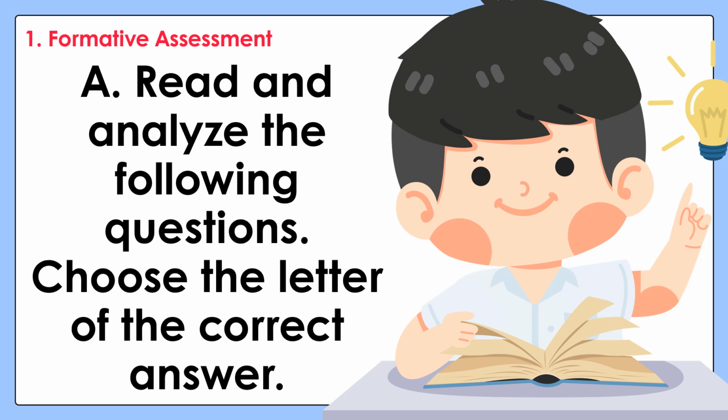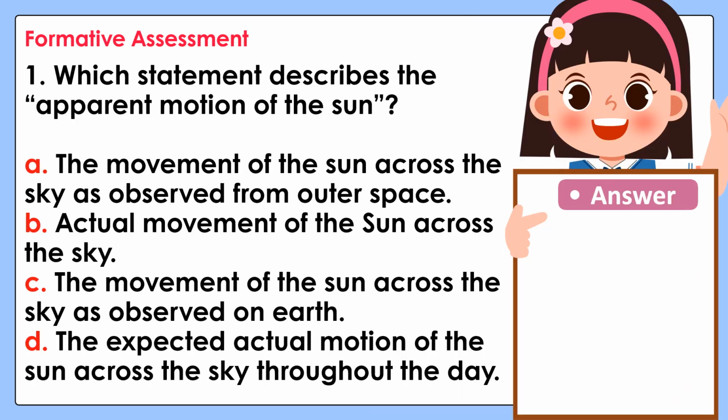Formative assessment. A. Read and analyze the following questions. Choose the letter of the correct answer. Number 1. Which statement describes the apparent motion of the sun? A. The movement of the sun across the sky as observed from outer space. B. Actual movement of the sun across the sky. C. The movement of the sun across the sky as observed on Earth. Or D. The expected actual motion of the sun across the sky throughout the day.